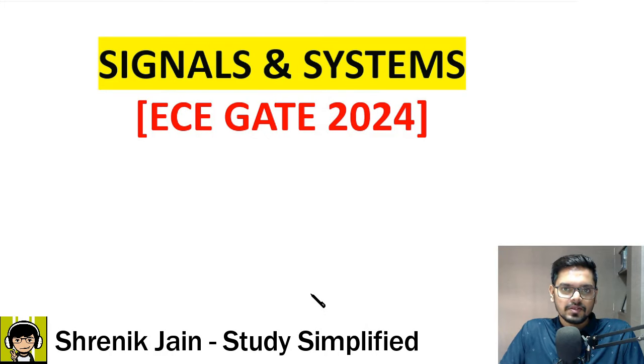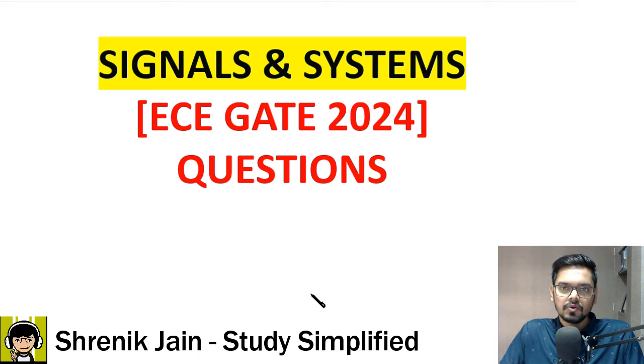So in today's class, we are going to solve signal and system previous year questions. These questions were asked in the GATE ECE 2024 paper. First of all, I will give you all the questions so that you can try by yourself, and then you look at my solutions with tricks and techniques.